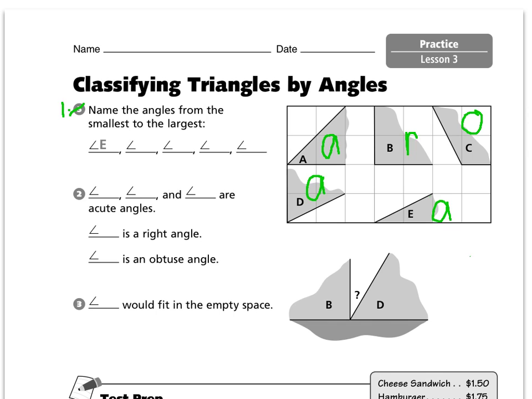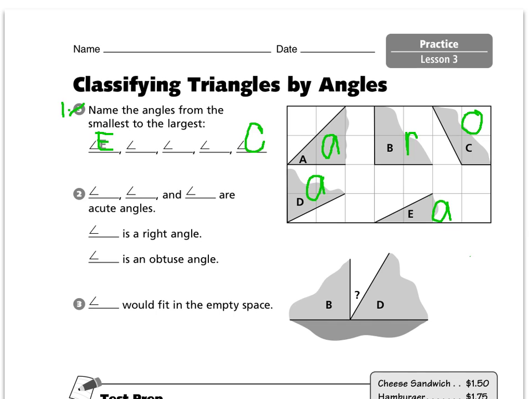Now that I have them classified, it's easier to figure out which one's the smallest to the largest, because smallest will be acute and largest will be obtuse. So I can already see here that letter C is my largest, my only obtuse one. So I'm going to go ahead and write that in. Let's start from the beginning now for the smallest. Letter E is already there for you. It is the smallest measuring angle.